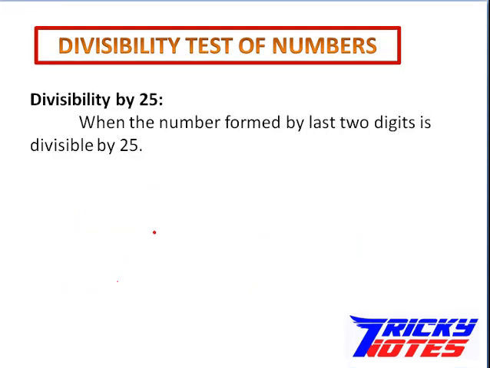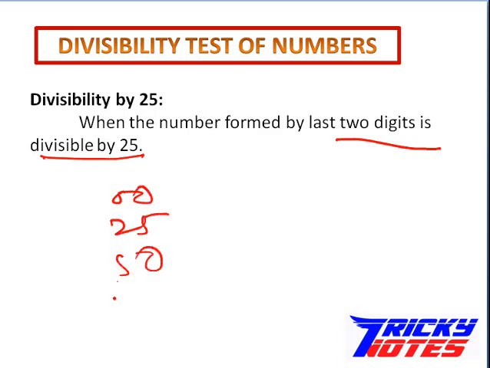For 25, it's very easy. If the last 2 digits are divisible by 25, then the number is divisible by 25. That means they should be 0, 0, 2, 5, 5, 0 or 7, 5. Then the numbers are divisible by 25. Let the number be anything here.